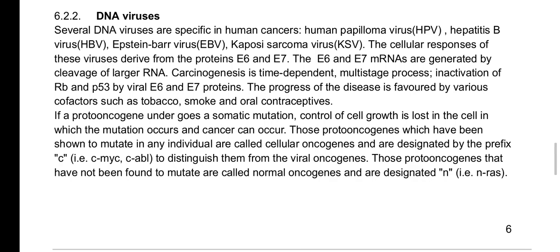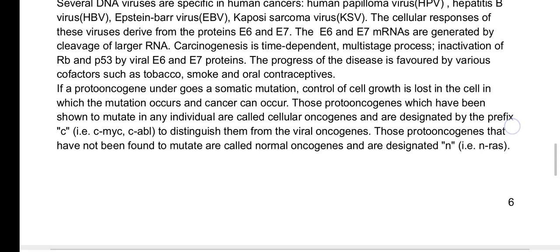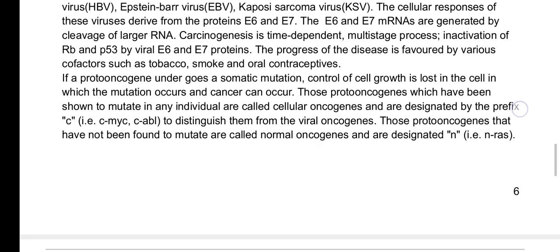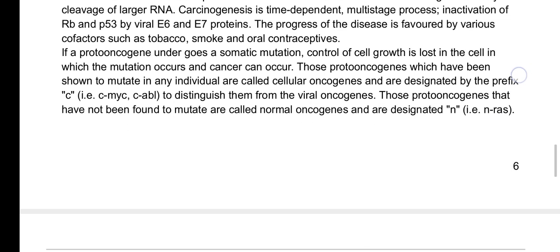Carcinogenesis is a time-dependent, multi-stage process. Inactivation of RB and p53 by viral E6 and E7 proteins. This progress of disease is favored by various cofactors such as tobacco smoke and oral contraceptives.